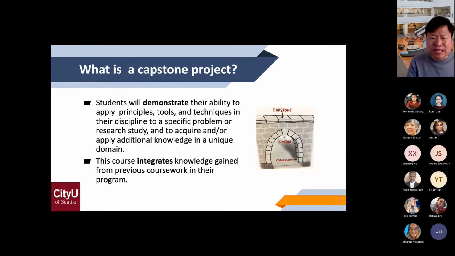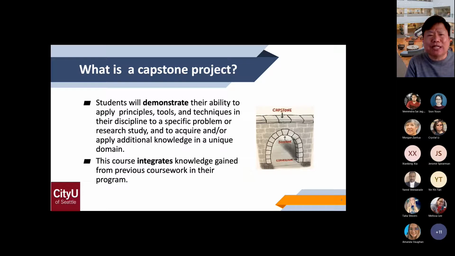Look at the right-hand side. You can see the cornerstone, you see the keystone, but when you want to finish everything, then you need a capstone. So what is the capstone? Students will demonstrate their ability to apply principles, the many concepts, tools, and techniques you learned in their discipline, whether it's computer science, data science, cybersecurity, information systems, or IT, to a specific problem or research study.